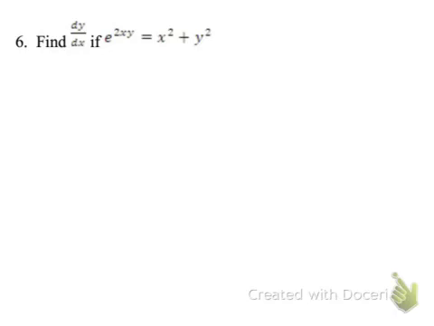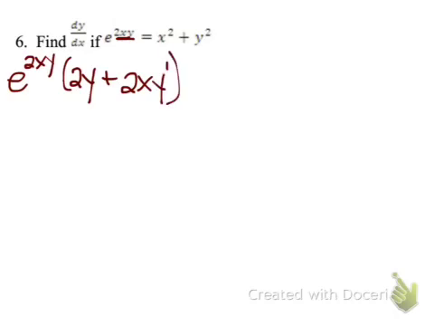Next problem just has an e to the xy in it. So when I go to do the derivative of 2e to the xy, I'm going to have what? E to the 2xy times derivative of the exponent. So derivative of 2xy, I'd have to use product rule. The derivative of the first function, which would be 2x, is 2 times the second, which is y, plus 2x times derivative of y, which is y prime. And then equals derivative of x squared is 2x plus derivative of y squared is 2y y prime.